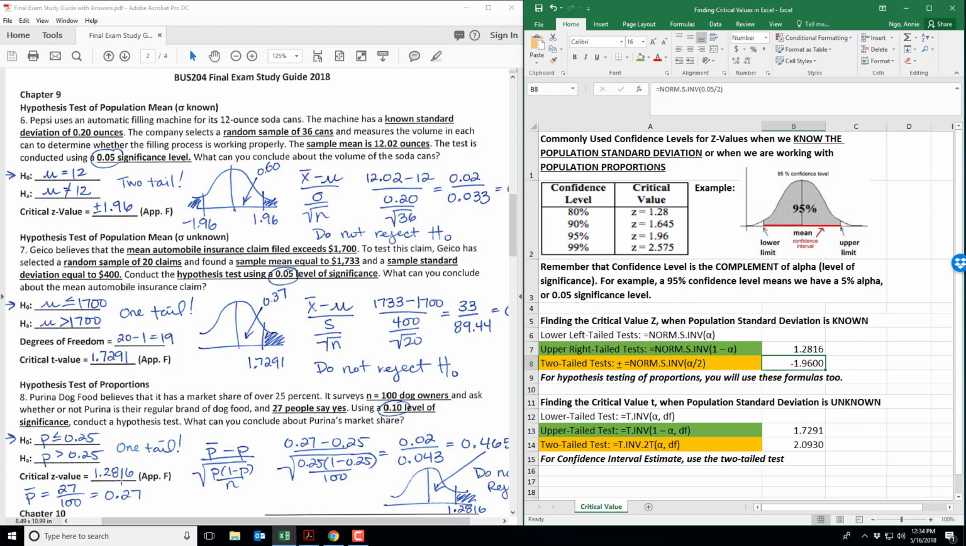And that's how you can use Excel to find our critical values of t and z for hypothesis tests, as well as our confidence interval estimates.